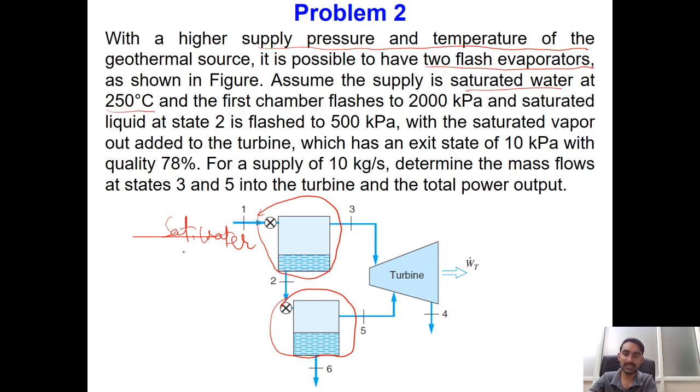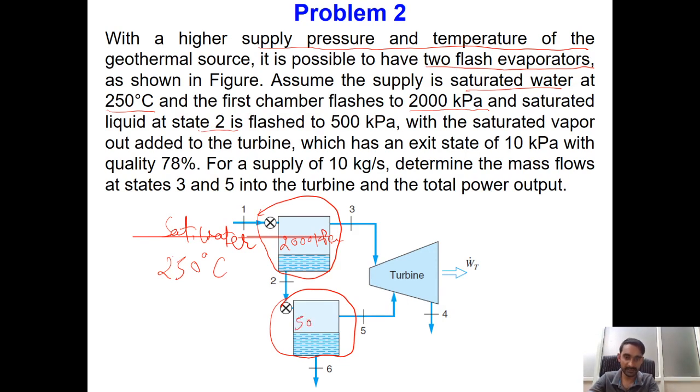So the temperature of point 1 is 250 degrees Celsius, and the first chamber flashes to 2000 kilopascals. It means the pressure inside this chamber is 2000 kilopascals. At state 2 we are having saturated liquid, and this is once again flashed to a pressure of 500 kilopascals.